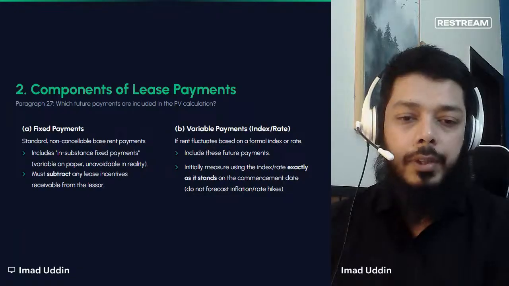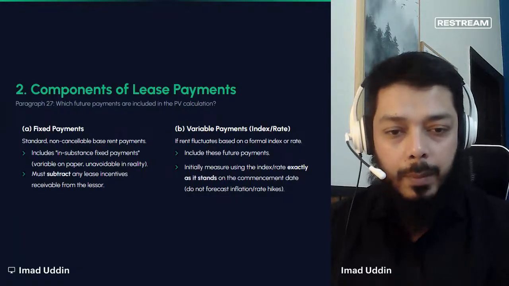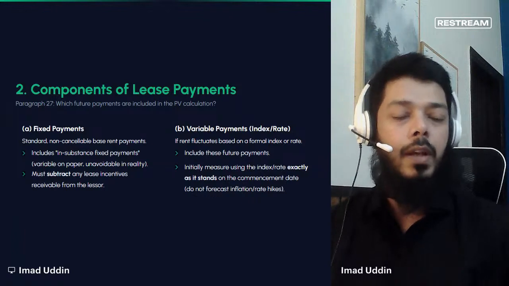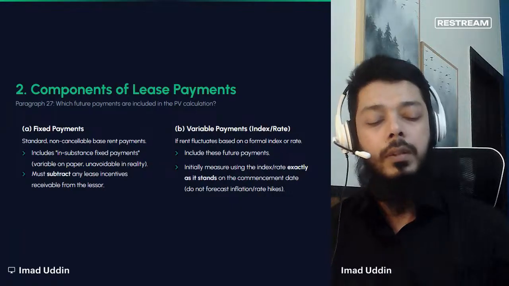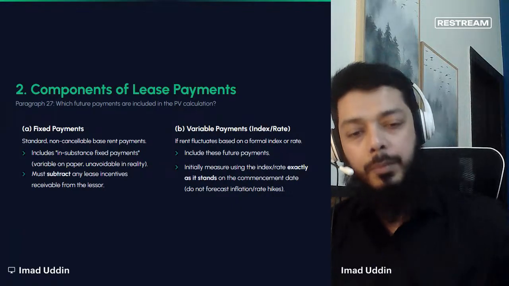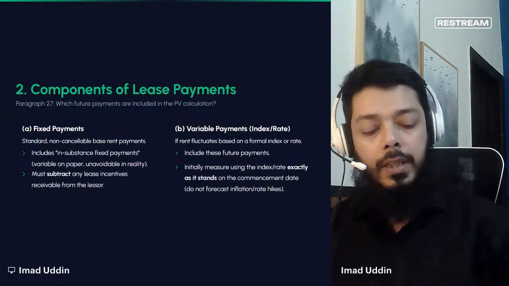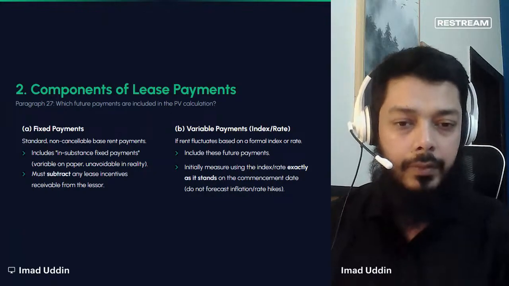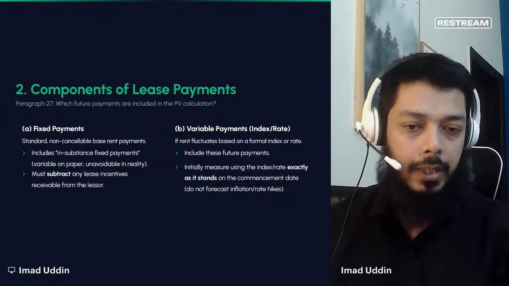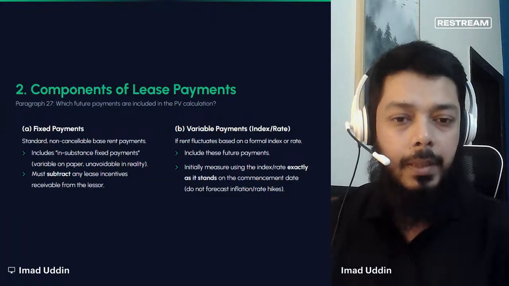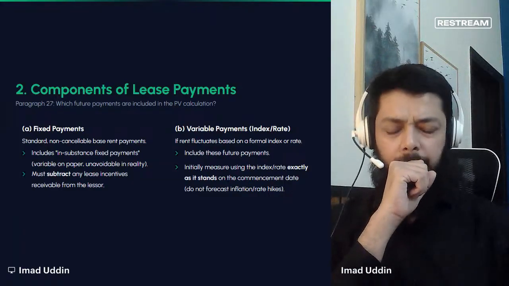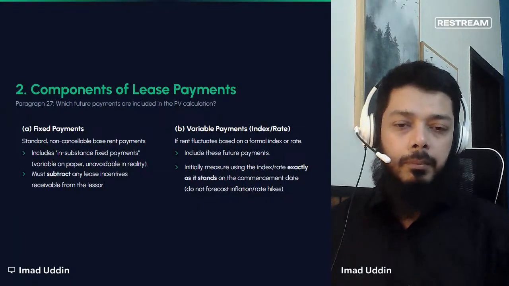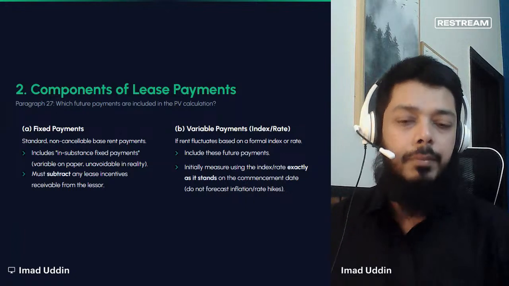And so we have to initially measure using the index or rate exactly as it stands on the commencement date, and we do not forecast the inflation rate. In accordance with IFRS 16, we do not have to predict what the CPI would be in the future. Rather, we use the current CPI to discount all the expected future cash flows. And at the end of, for example, every year or whenever the payments are reset, we look at the CPI or index again, and then we recompute it. And so this is a tedious problem to calculate.